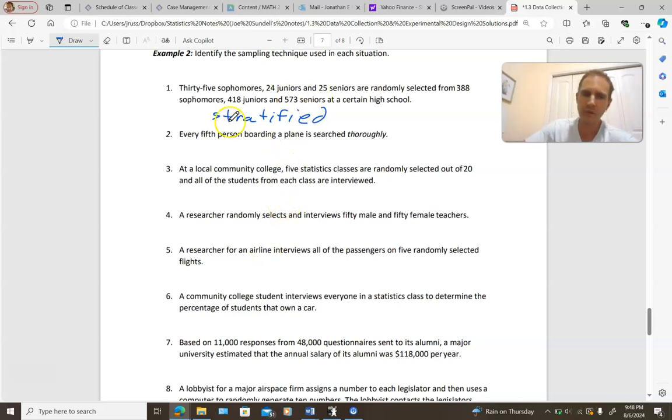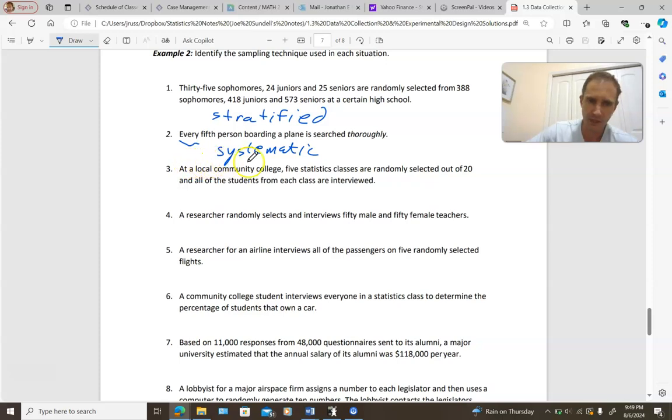All right, number 2. And this is the key word right here, every fifth person boarding a plane is searched thoroughly. Well, because of the word every, we know this has got to be systematic. Okay. And of course, we know this is not actually how it's done. But, you know, if things like plane hijacking and different criminal acts on planes were not so prevalent, then what we actually try to do with security is we really try to take a census.